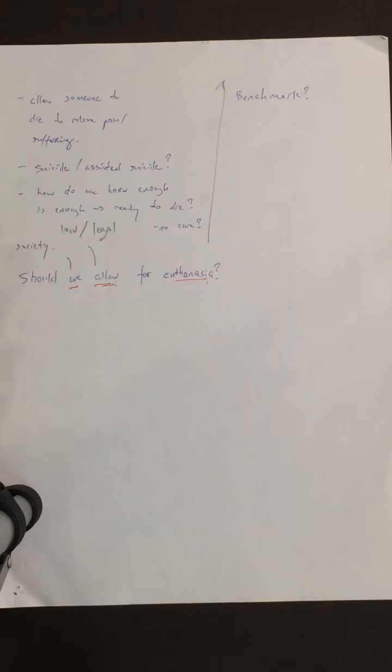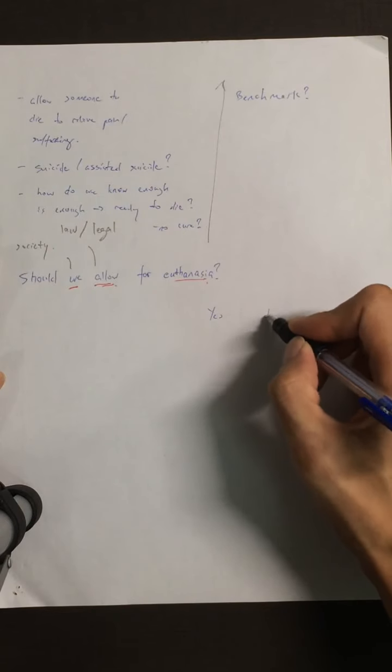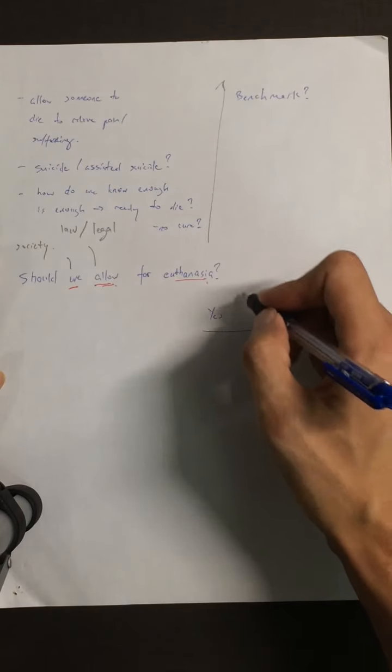Okay. Step 3, find examples. And I say the yes no column.